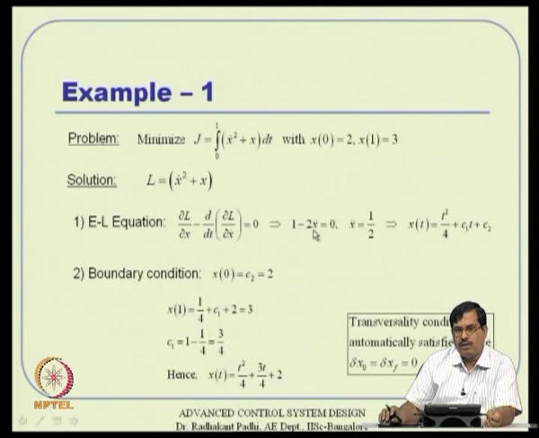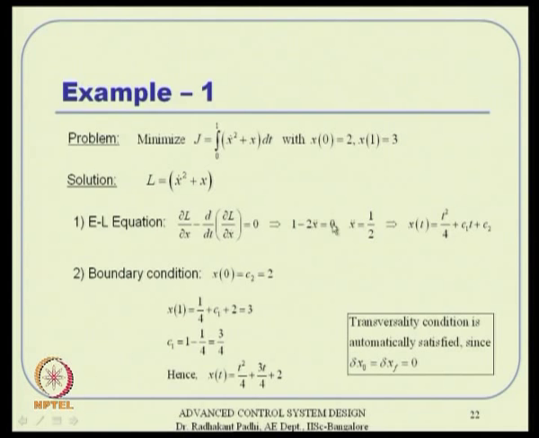So, we are left with the equation x double dot is half, and hence if you integrate twice, you end up with x of t like this. Obviously, c 1 and c 2 need to be evaluated based on the boundary conditions. If you put in the boundary condition at x of 0 equal to 2, the first two terms are 0 at t equal to 0, so you get c 2 equal to 2. Now you go to the other condition, x of 1 is 3, and you are left with only c 1, which you can quickly compute. Once you compute c 1 and c 2, the solution turns out to be that way.